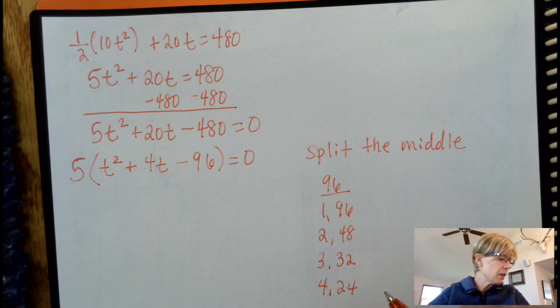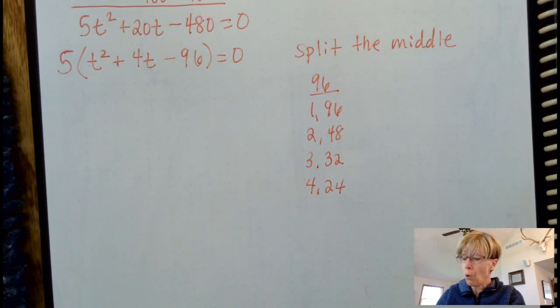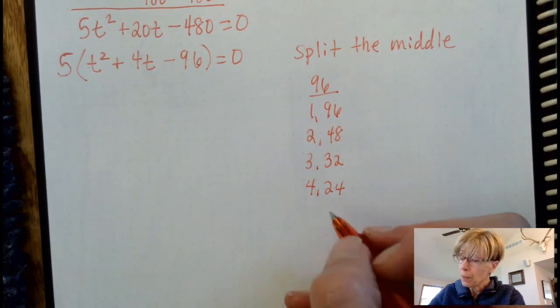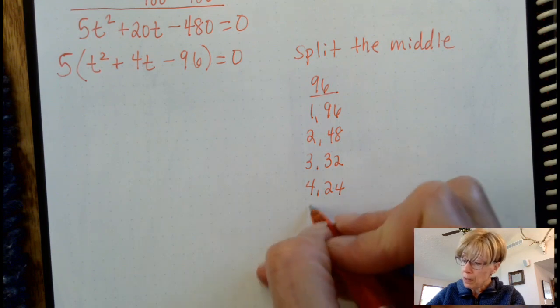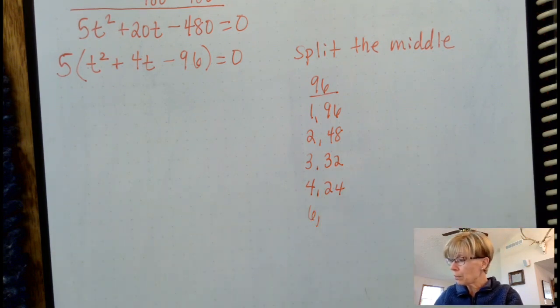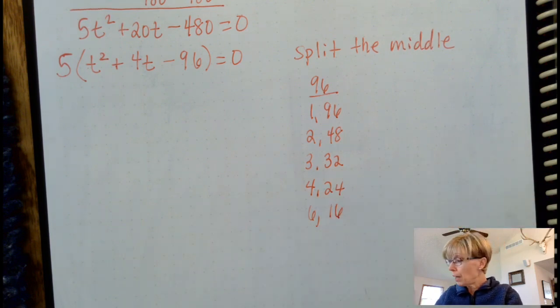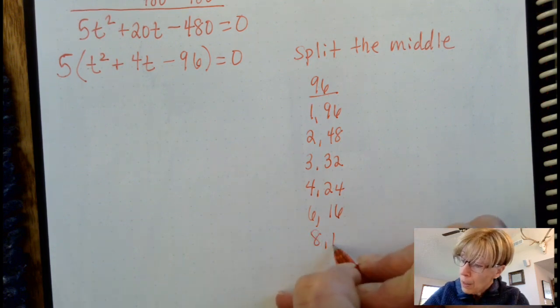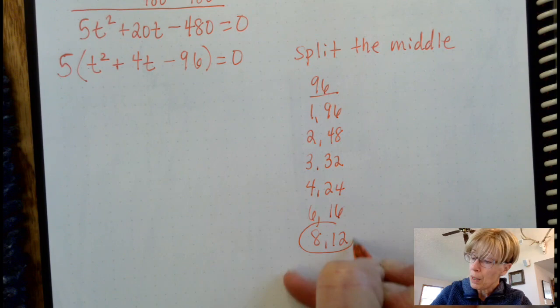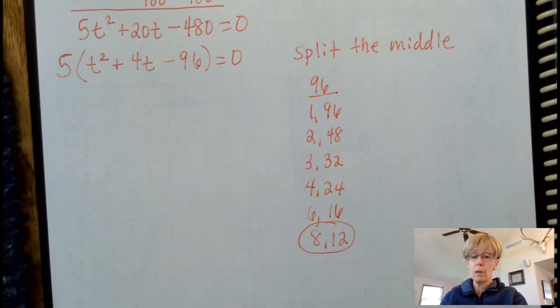7, I do not believe. I'm testing it out right now. Nope. 96 divided by 8 is 12. And I actually believe that it's going to be this value right here. In order to get 4, we need to do 12 minus 8. And again, remember what we're doing. We're splitting the middle. This is t squared minus 8t plus 12t minus 96.